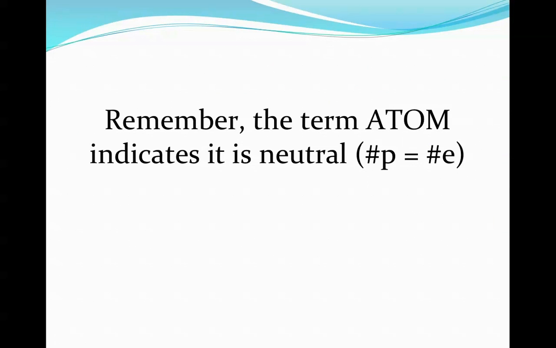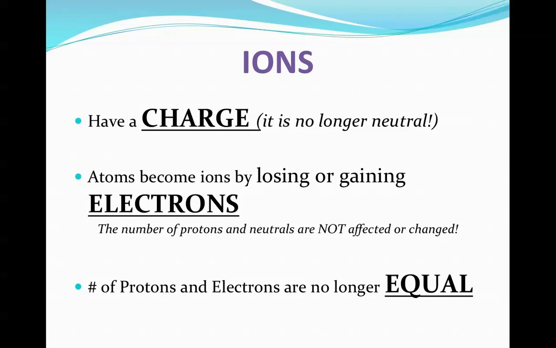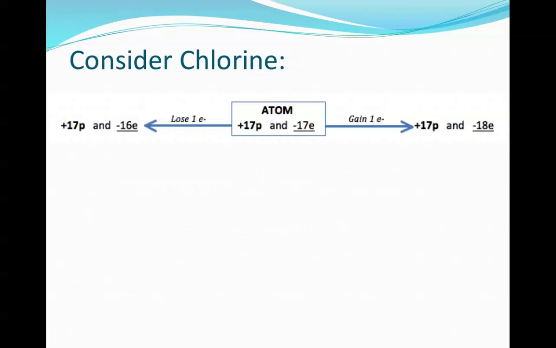So now remember, up until now we've talked about the term atom, and that an atom indicates that the particle is neutral, so the number of protons is equal to the number of electrons. Now an ion is different because it has a charge, it is no longer neutral. Atoms become ions by losing or gaining electrons. The number of protons and neutrons are not affected or changed, it's only by the electrons, because those are on the outside of the atom. The number of protons and electrons are no longer equal, which is what gives the ion a charge.